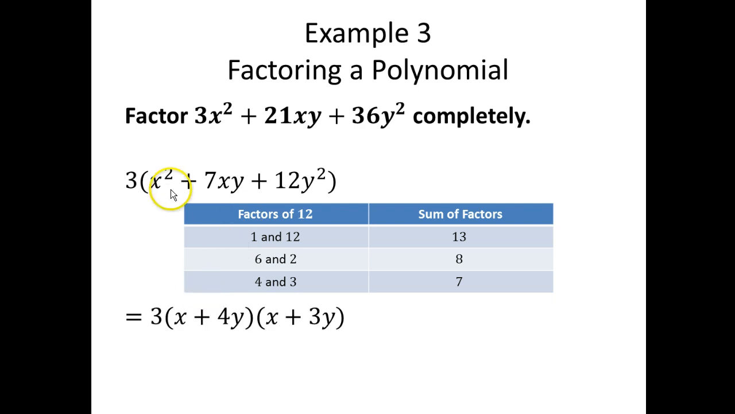So I would factor this trinomial as x plus 4y times x plus 3y, and of course you can FOIL to check. If you notice, my first product is x times x, which is x squared. X times 3y is 3xy plus 4xy, so I have 7xy, which is what I wanted, plus the product of my last terms, 4y times 3y, that's 12y squared. So I know that this is the correct factorization of this original trinomial.